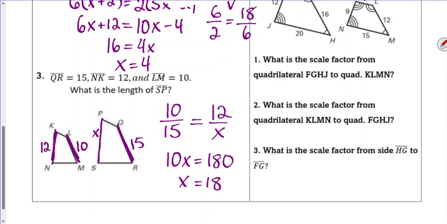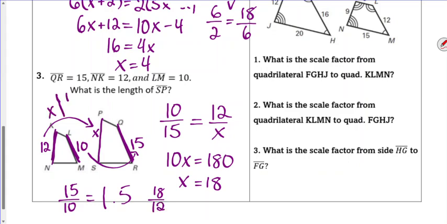Always double check to make sure that that actually makes sense. This has to be bigger than this original one. Going from 12 to this new side, it's got to get bigger because this side also got bigger. And in fact, it has to be 1.5 times bigger. 15 divided by 10 is 1.5. 18 divided by 12 is also 1.5, and that's not a coincidence. This is being multiplied by 1.5 to get up to the bigger side lengths. That's called the scale factor. That's what we're about to talk about on the right side of this paper.